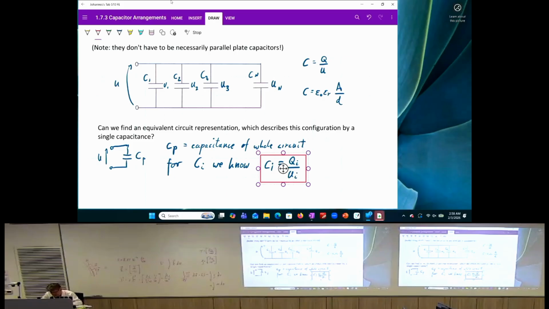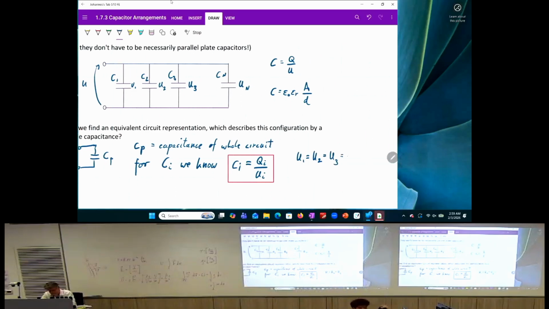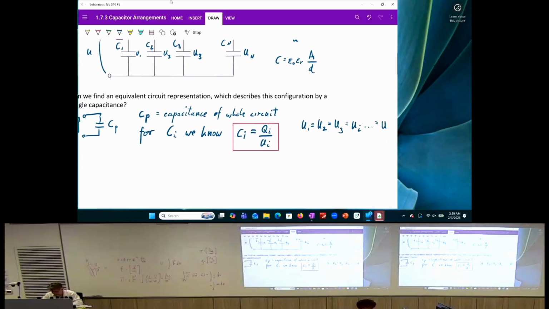Now, if you look at that equivalent circuit above, then we see immediately that the voltages are all the same because they are in parallel. We have U1 equal to U2 equal to U3, and basically all of them are the same, equal to U sub i, and this is equal to U. However, what is the charge on the individual capacitors?